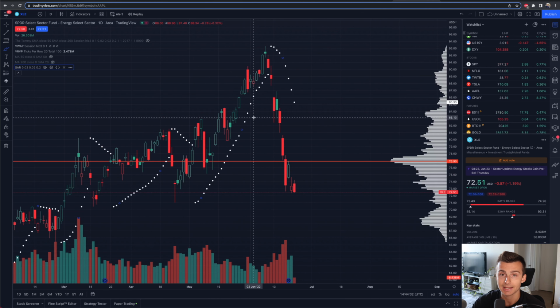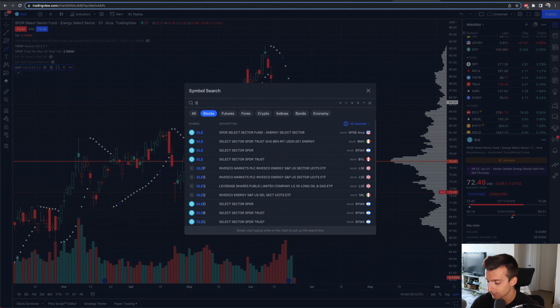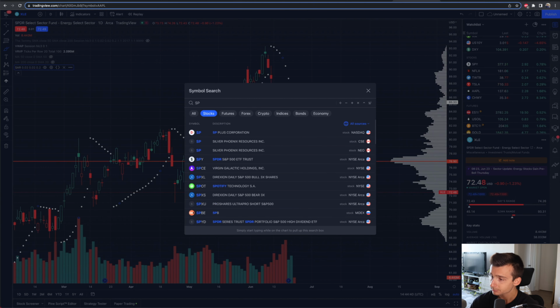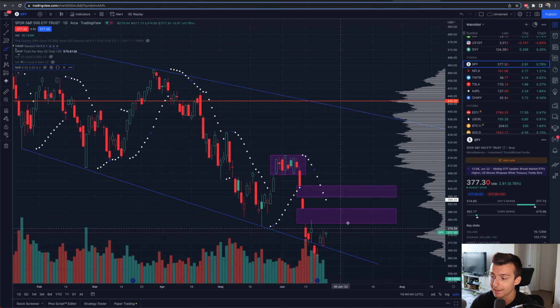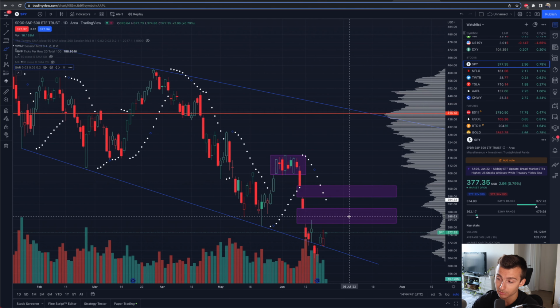Again, it stands for stop and reverse. So it's great for momentum trades. Now, if I was to go back and look at this on the S&P 500, really, really good, because we've, of course, been selling off quite a bit as of late, the past couple of months, really the past 6 months.